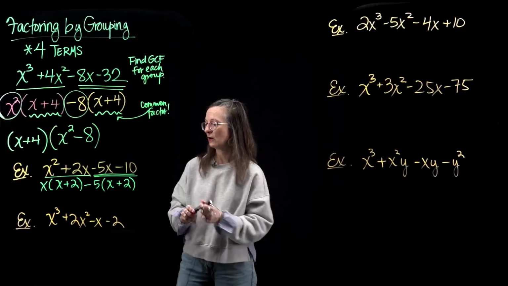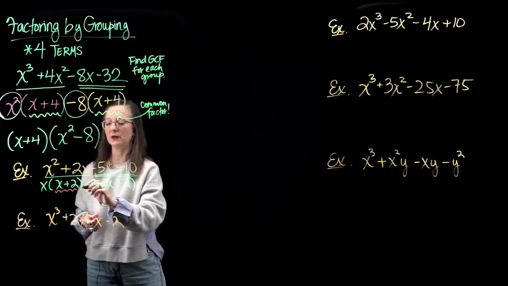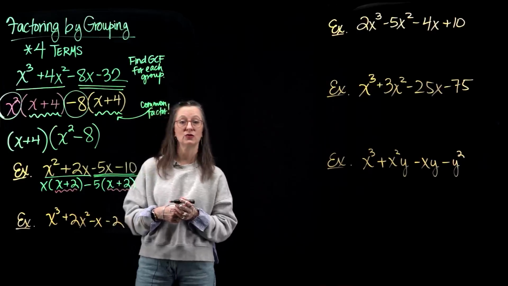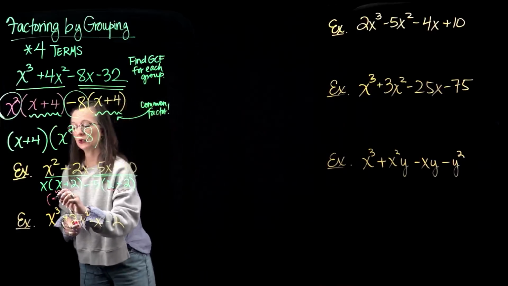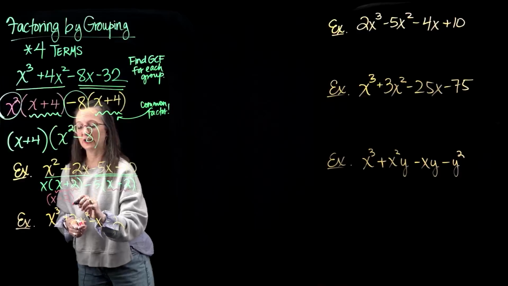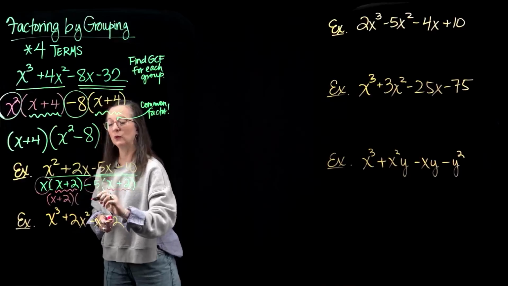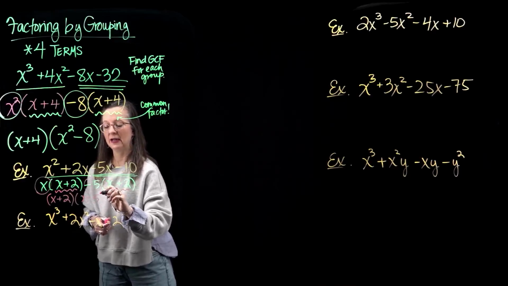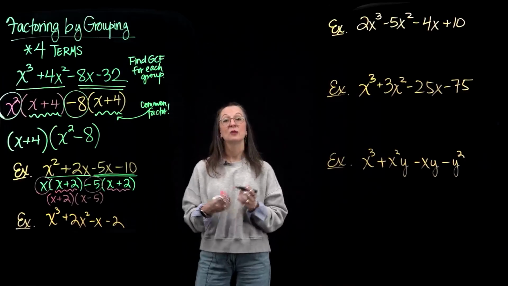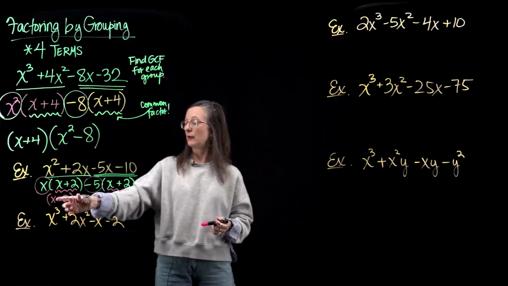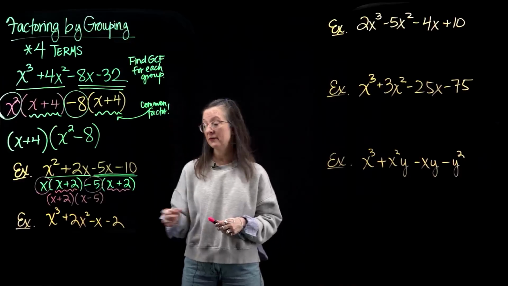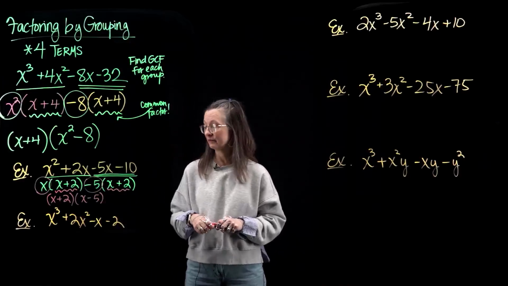Then we're going to notice, hey, this is cool, they both share an x plus 2. That greatest common factor gets factored to the outside, and then I'm going to write down what's left, the x minus 5. So my final answer would be parentheses x plus 2 times parentheses x minus 5.